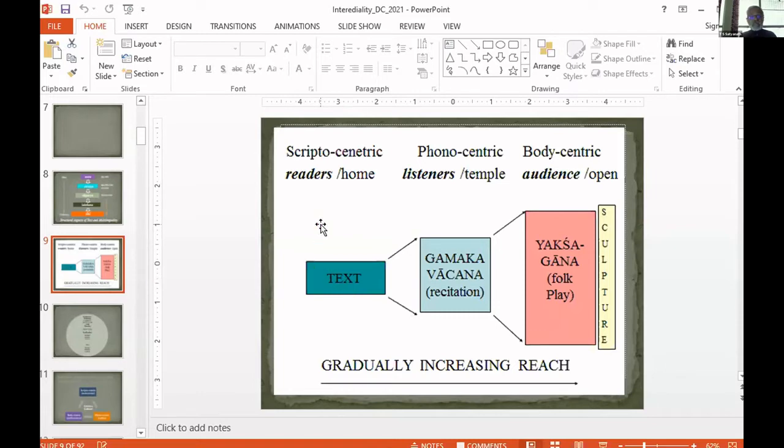But this text is to start with, there is a need for another. In at least half a dozen Indian languages, the history of literature starts with a scriptocentric writing system. In the rest of the languages, mostly North Indian languages, Marathi, Malayalam, their history starts with actually a phonocentric tradition of bhakti poems.